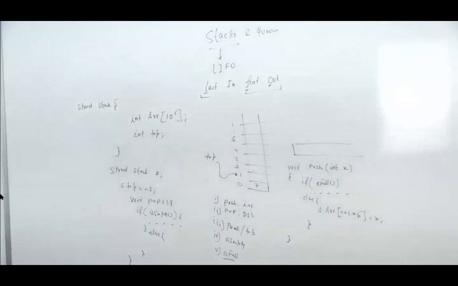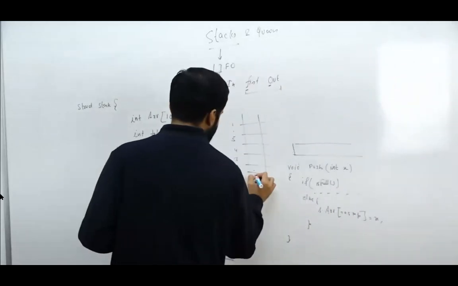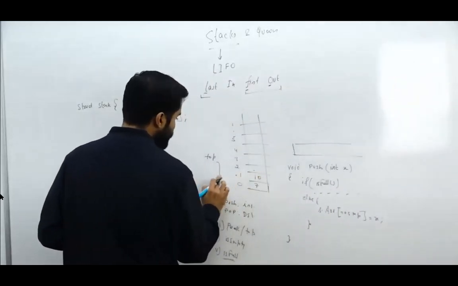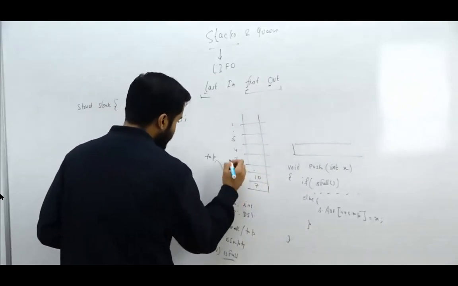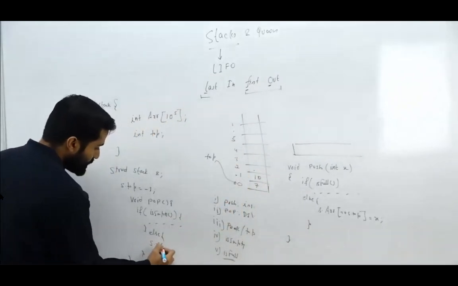Yeah, s dot top minus minus, because if let's say you want to remove an element from here, all that you have to do is come down by 1 unit. Coming down by 1 unit means s dot top minus minus.